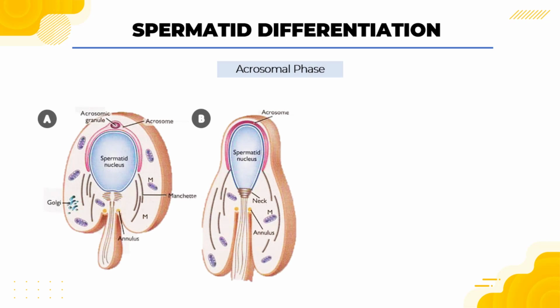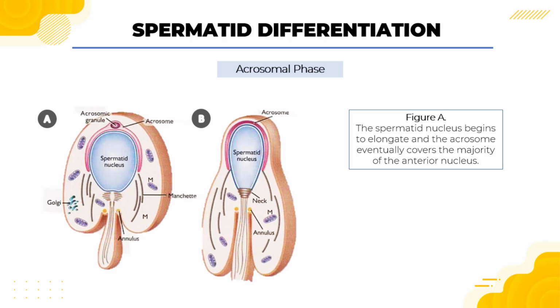In the acrosomal phase, there is a nuclear and cytoplasmic elongation. The first figure indicates that the spermatid nucleus begins to elongate and the acrosome eventually covers the majority of the anterior nucleus. The manchette forms in the region of the caudal half of the nucleus and extends down towards the developing flagellum.